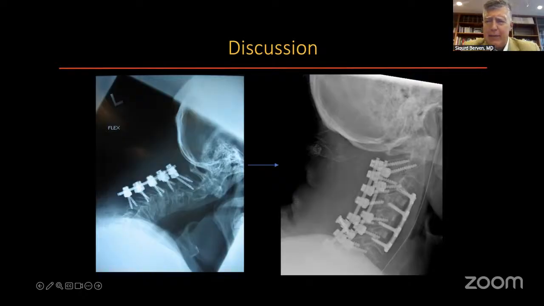Any other comments or questions? Scott, Jack, Jens, when are you crossing the cervical thoracic junction anteriorly?